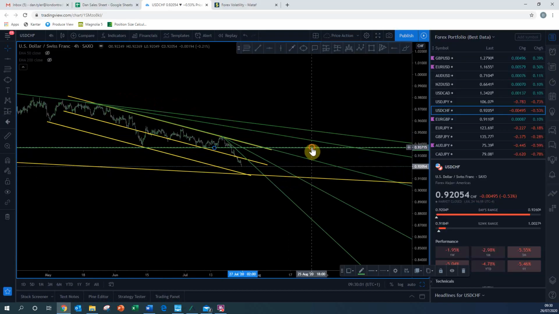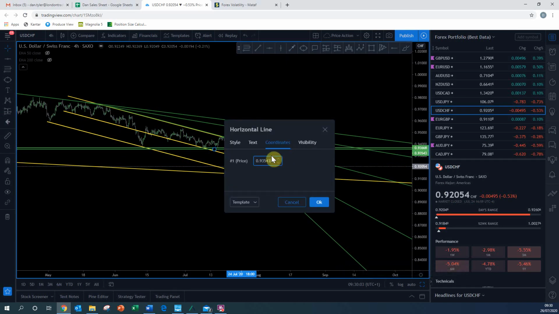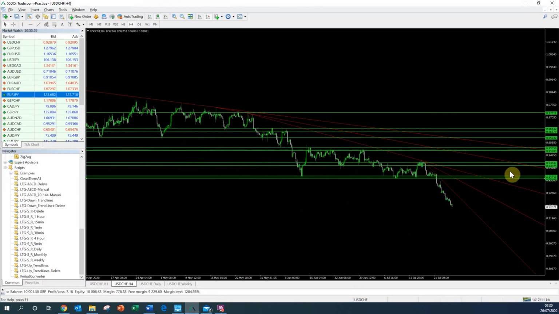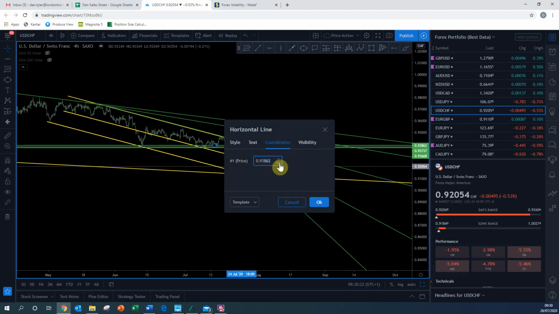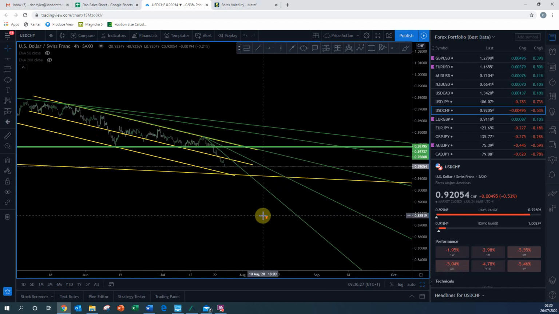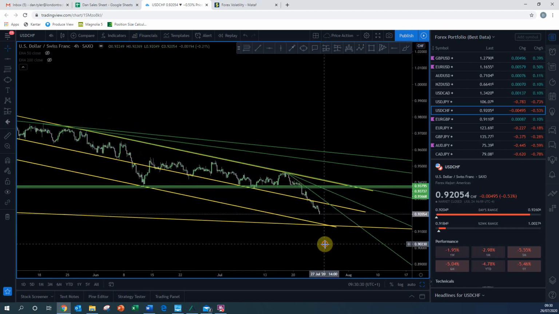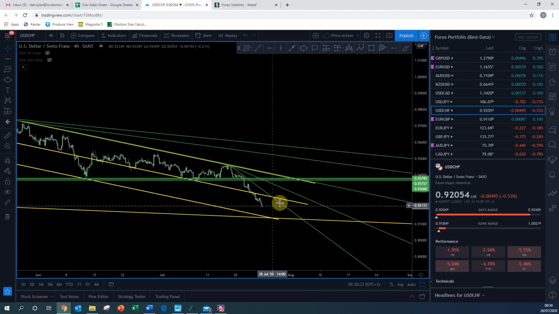93737. And the 93795. So the amount of upside room we actually have to make profit is up to this level here, so up to the channel resistance in a way on the 4-hour.